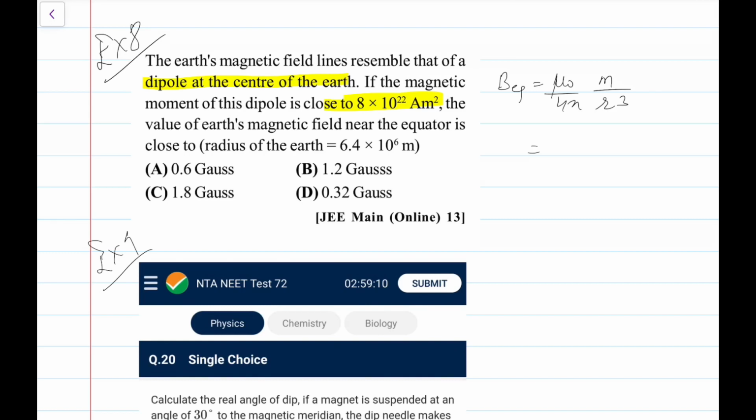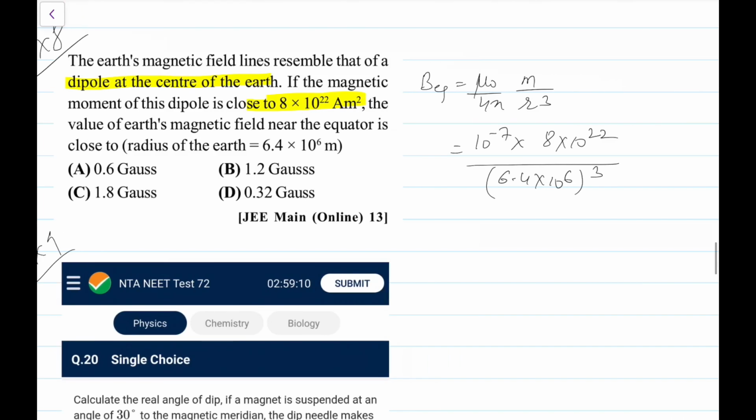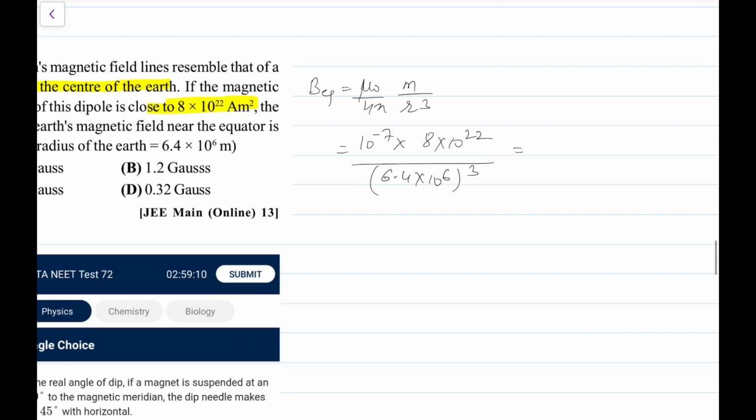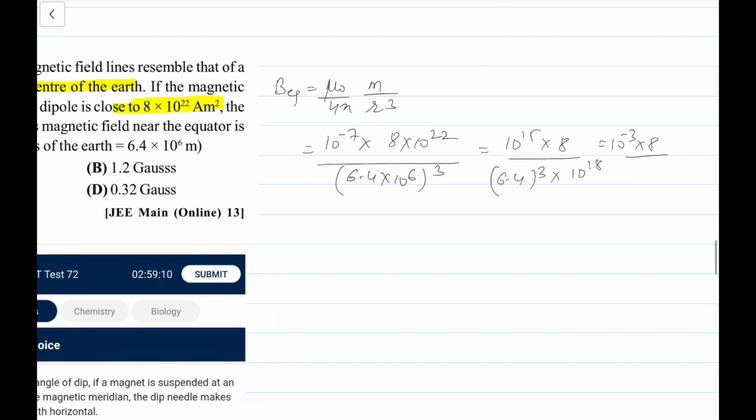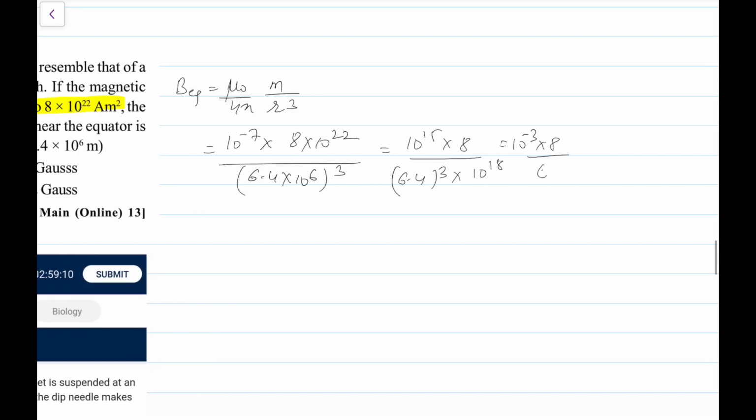So mu naught by 4 pi you all know is 10 to the power minus 7. M is given as 8 into 10 to the power 22, and now r cube. The radius of the Earth given in the question, that you know, 6400 kilometers, 6.4 into 10 to the power 6. So you have to check the magnitude here. So 22 and minus 7, this is 10 to the power 15 into 8, and this is 6.4 whole cube into 10 to the power 18. So it is 10 to the power minus 3 into 8, and it would be 6.4 into 6.4 into 6.4, 3 times.